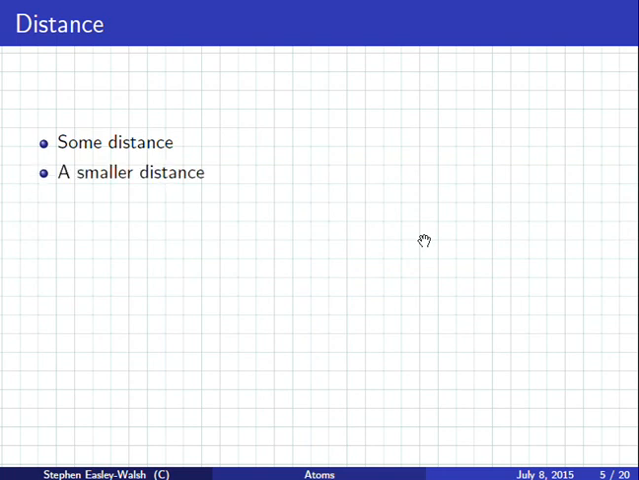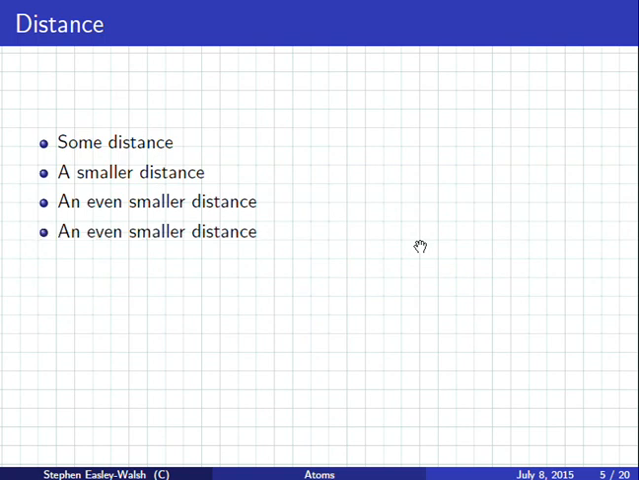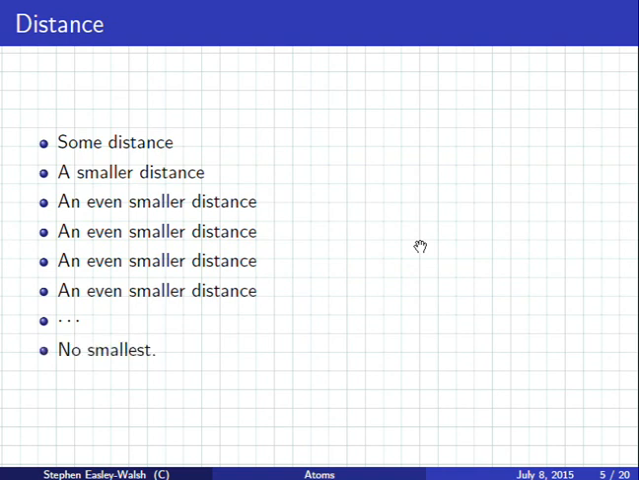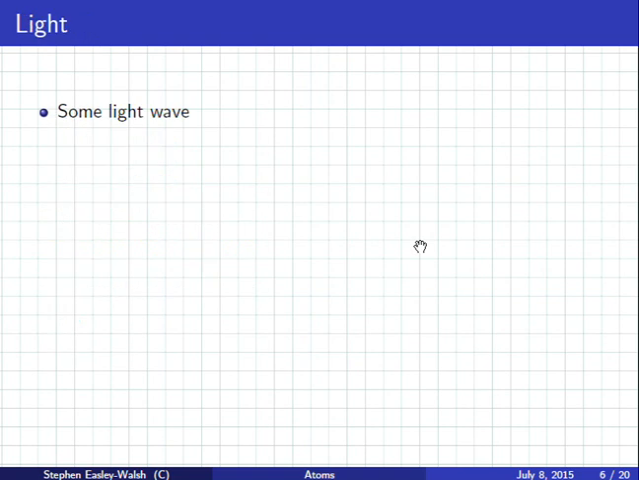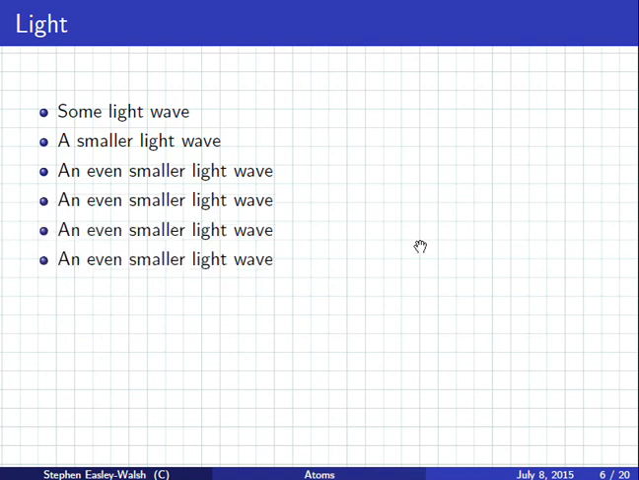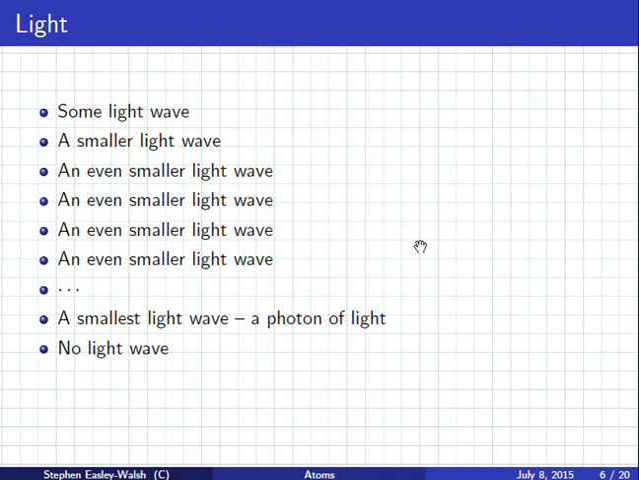So just to be very clear, you can have some distance, a smaller distance, an even smaller distance, and so on. No smallest. Agreed? But for light, you could have some light, less light, less, and there's the smallest, which we call a photon, and then after that, no light. So does a photon have a mass? No, zero mass. It is massless, no mass.